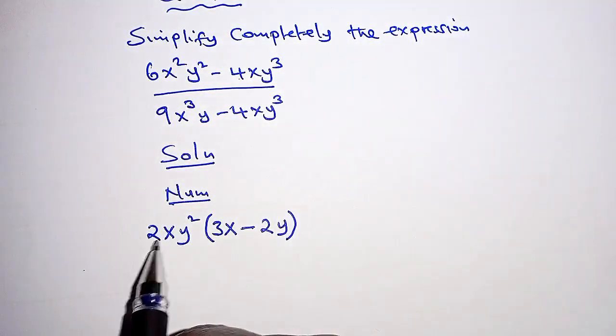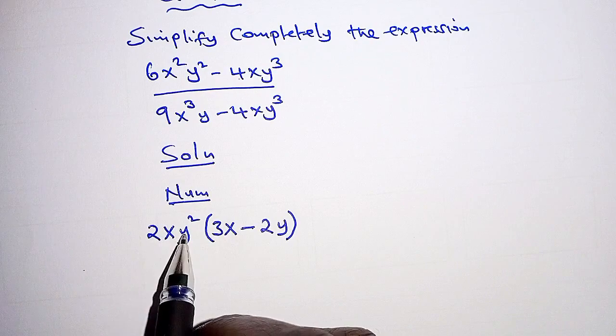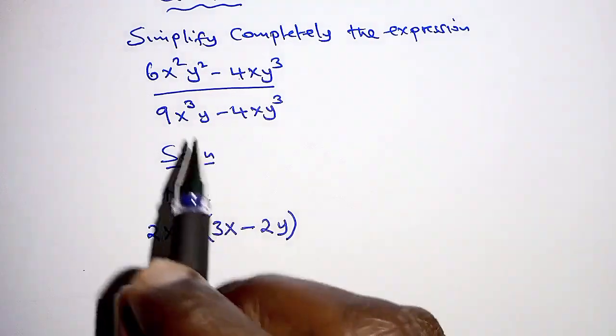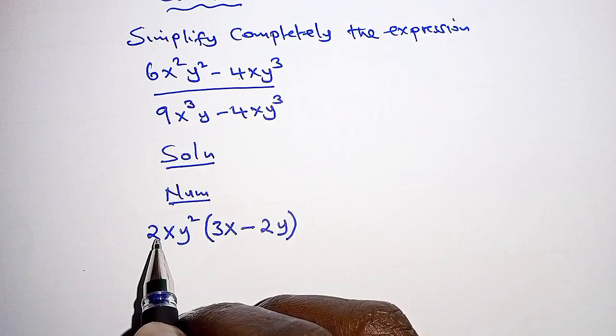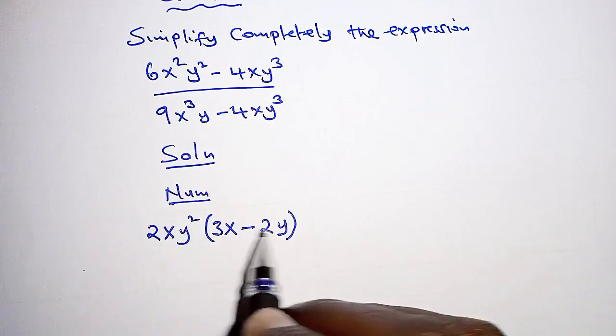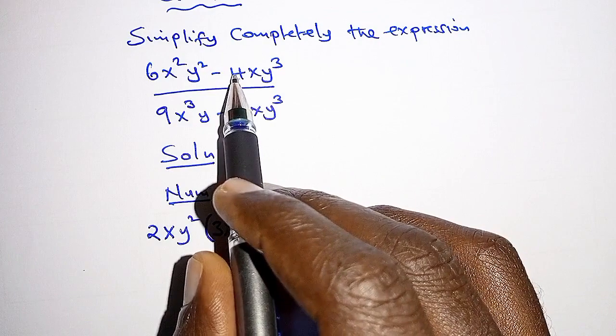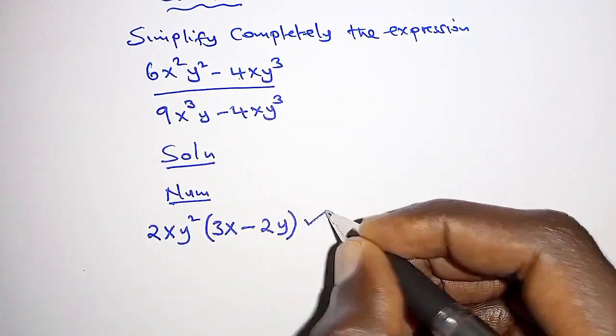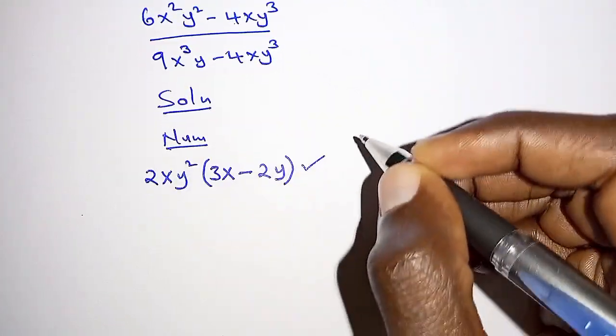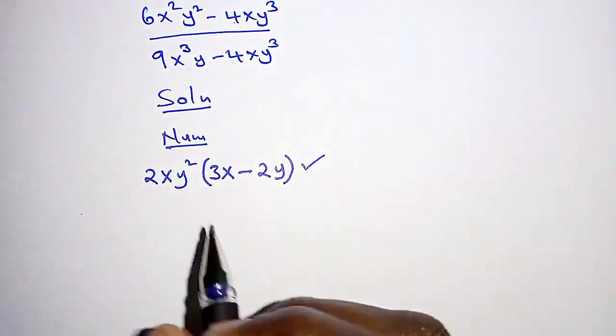So if we multiply 2xy squared by 3x, we should get back to this. And also, if we multiply 2xy squared by this, we should get back to this. Now, this is the numerator factorized. We are going to factorize the denominator too.